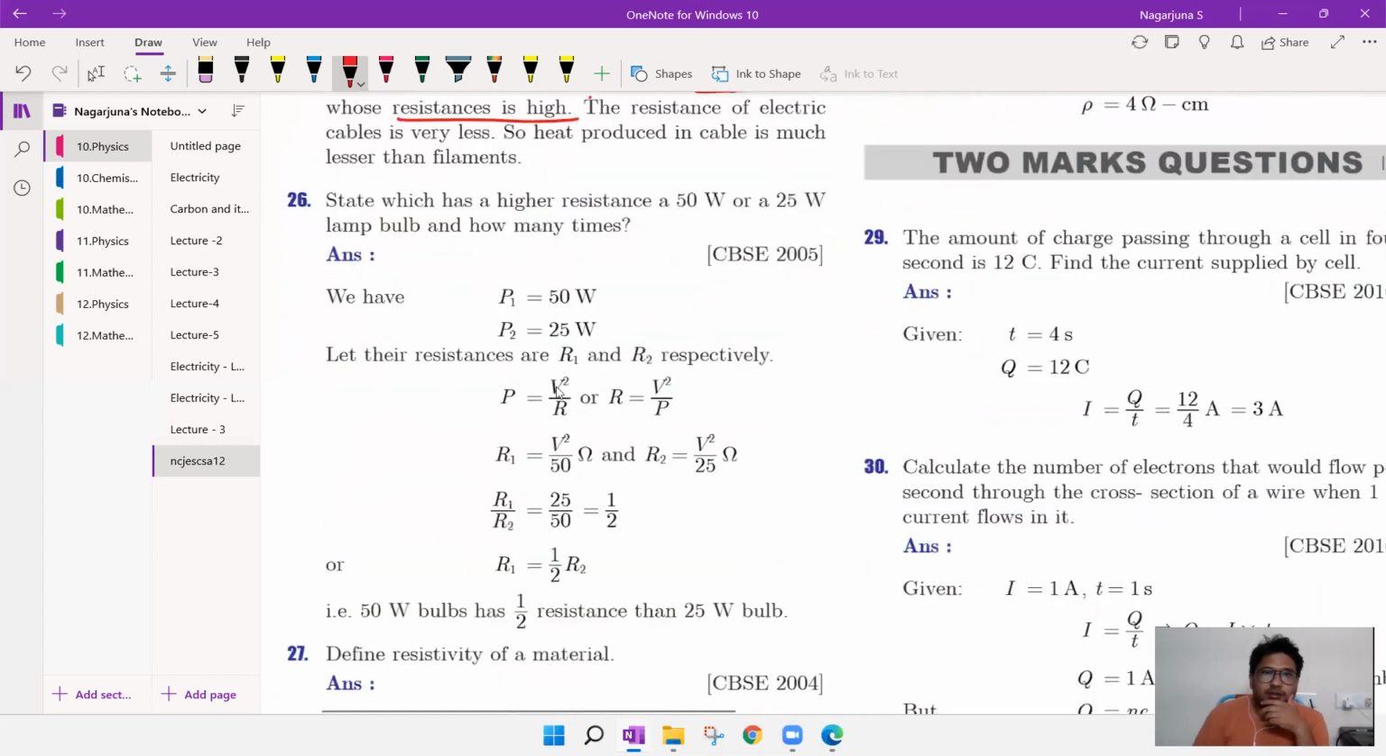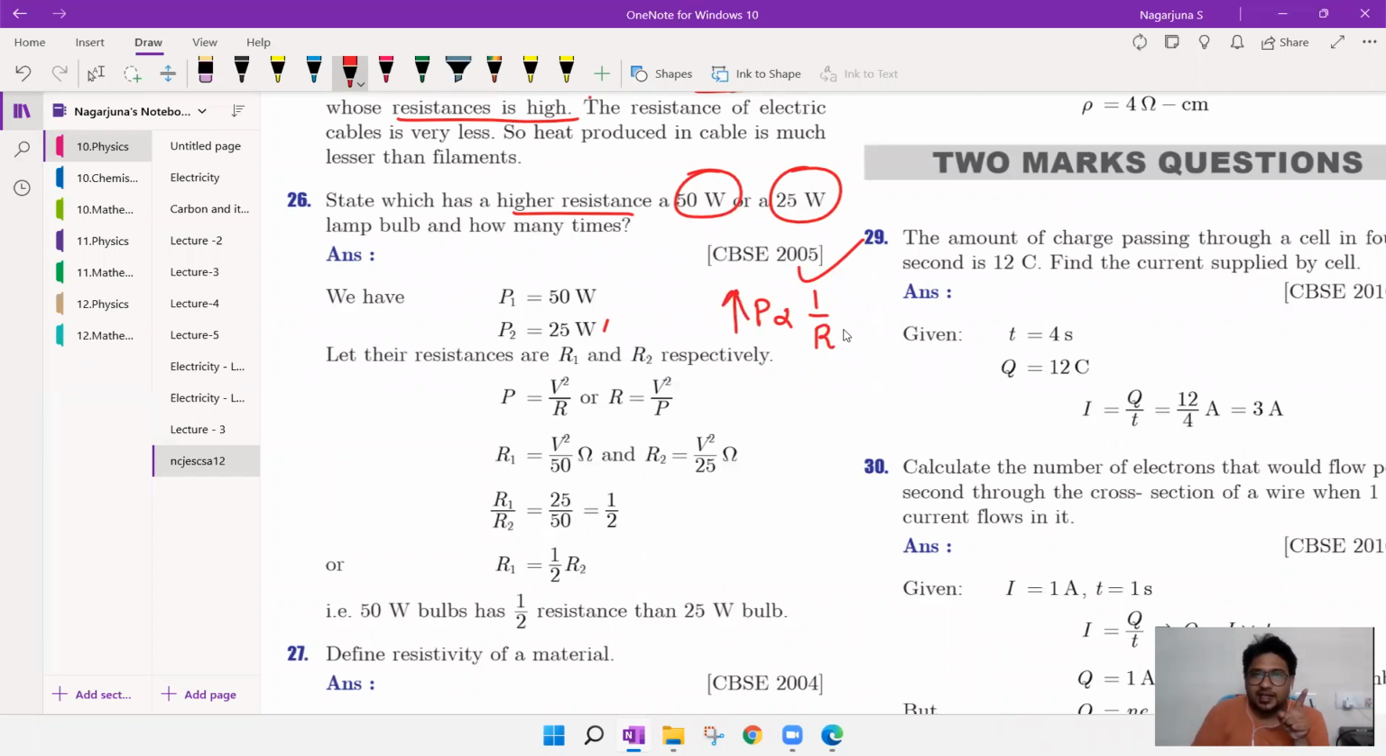Okay, next. In 2005, which has higher resistance, a 50 watt or a 25 watt lamp bulb, and how many times? So we have already discussed one thing: power is inversely proportional to resistance. When power increases, resistance must decrease. So the 50 watt bulb has high power, so it has the least resistance. The 25 watt bulb has less power, so it has high resistance.